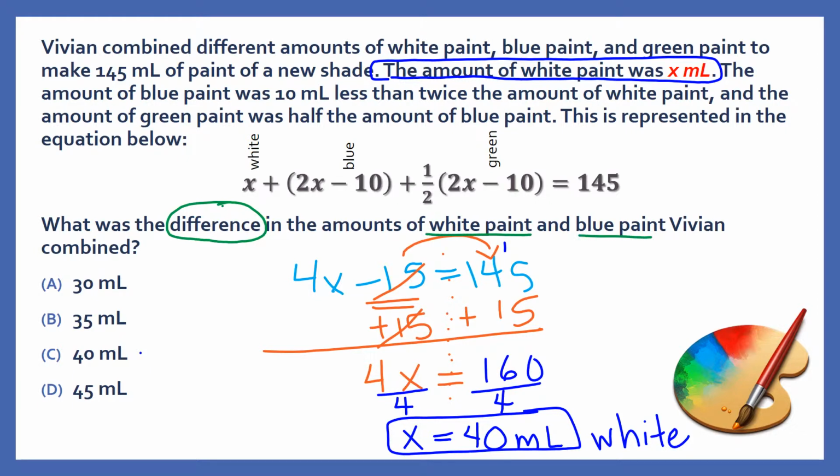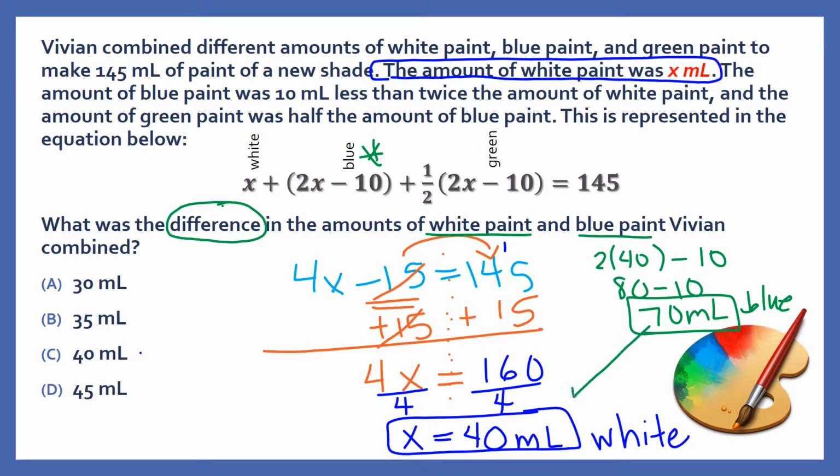So if we have 40 white, let's figure out how much blue paint we have. So I'm going to do 2 times 40 minus 10. 2 times 40 is 80. Minus 10 is 70. So I have 70 milliliters of blue. So now all I need to do is take these two and subtract them. 70 minus 40 is 30. So I have 30 milliliters difference. So my answer really should be A.